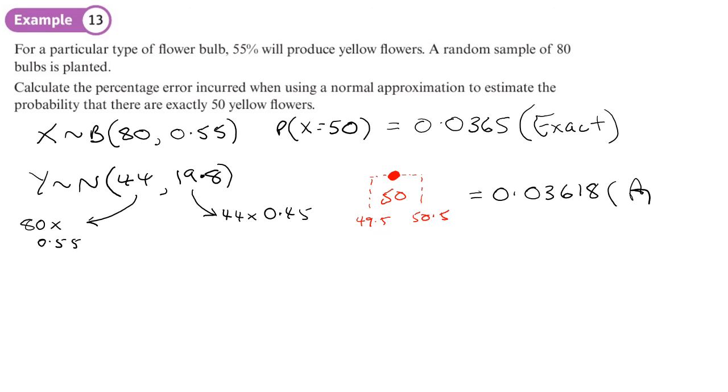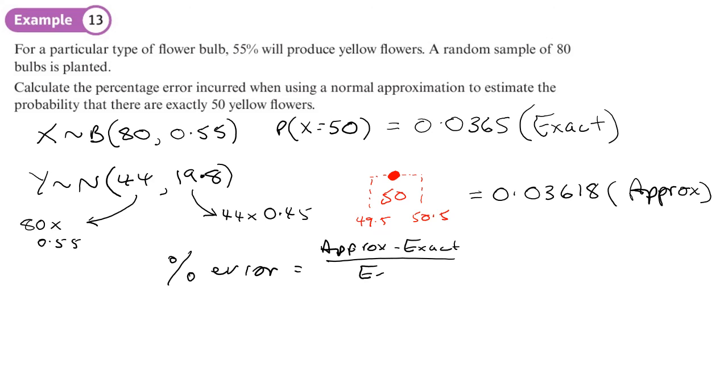Okay, so this is the approximate answer. If I want to work out the percentage error, it is going to be basically the difference between the exact and the approximation. So in this case, I would do the approximate answer minus the exact, divided by the exact answer, times by 100. That gives me the percentage error.